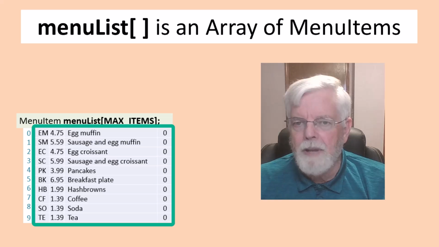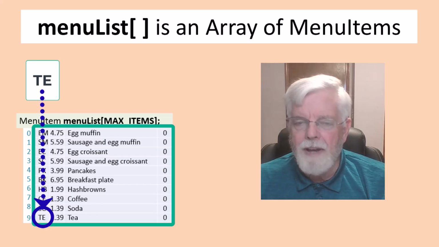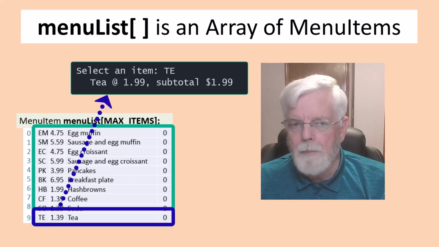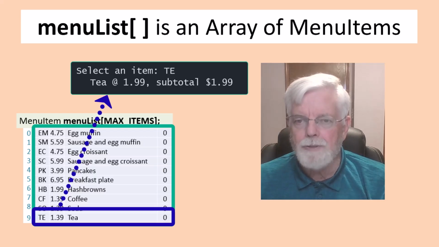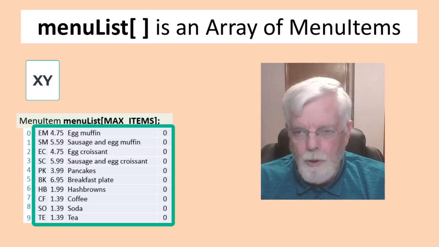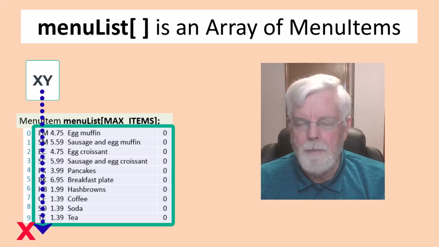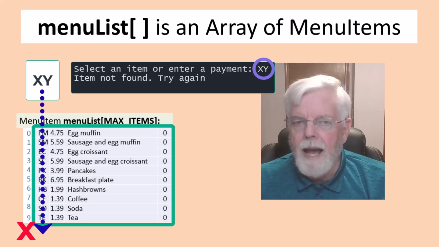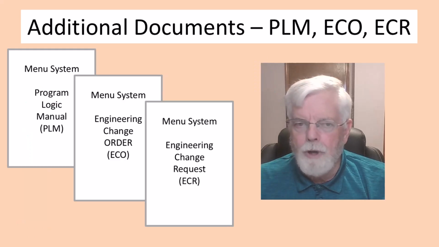If the customer enters TE to purchase a tea, the MenuList array is searched. If TE is found, then the item name and price are displayed, the items this sale counter is incremented, and the subtotal is computed. If the customer enters a code that is not in the MenuList array, then the "item not found, try again" message is displayed.